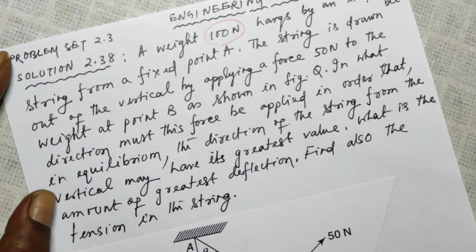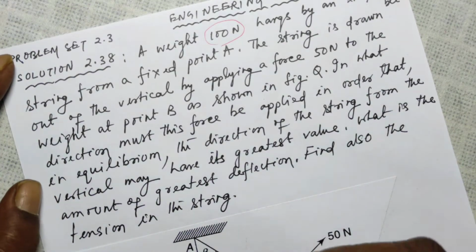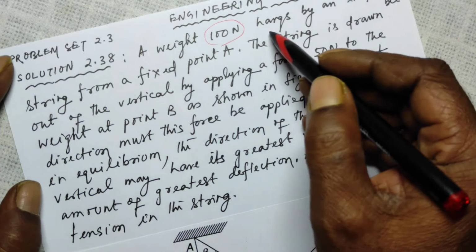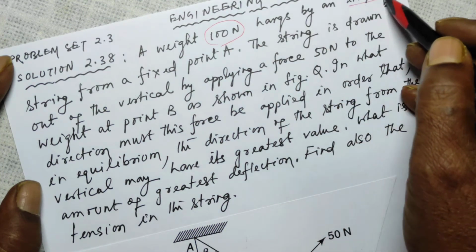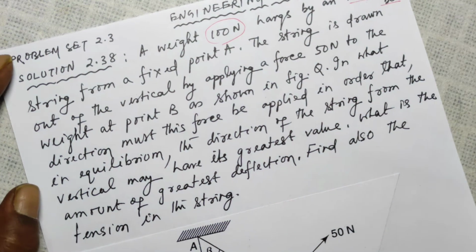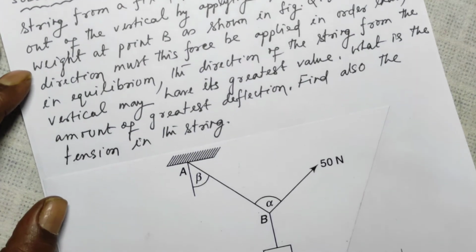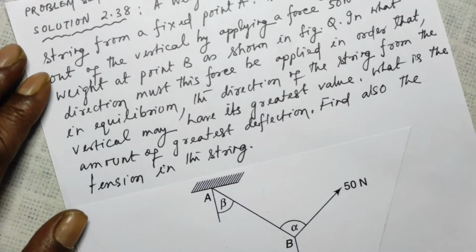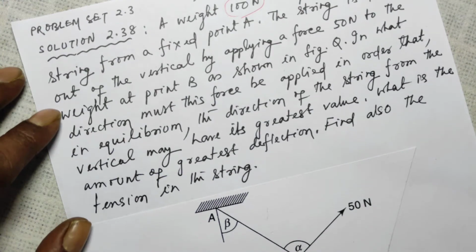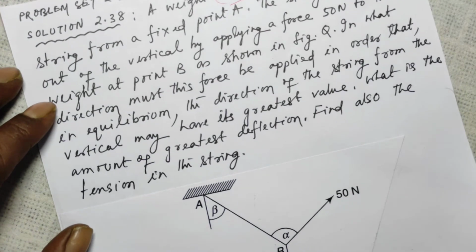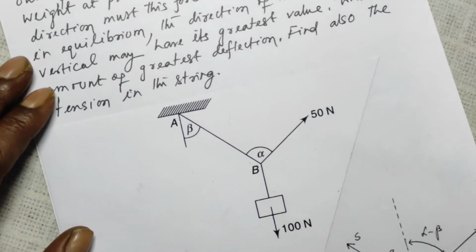Newton is the unit of force. It is a small force, 1 Newton. A weight 100 Newton hangs by an inextensible string, that cannot be extended, from a fixed point A. This is the fixed point A. The string is drawn out of the vertical by applying a force 50 Newton.